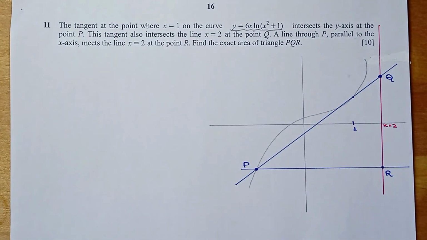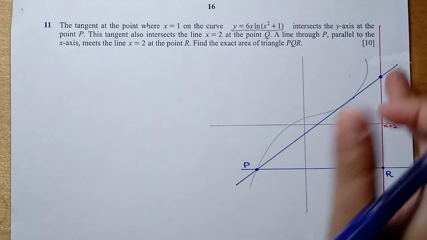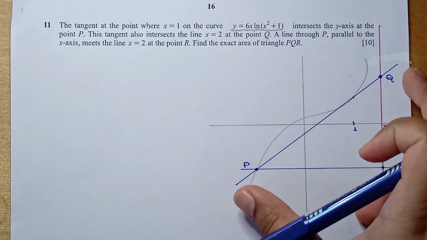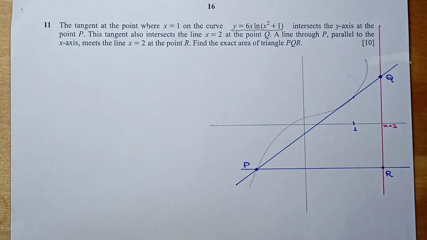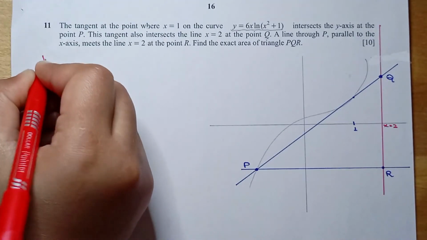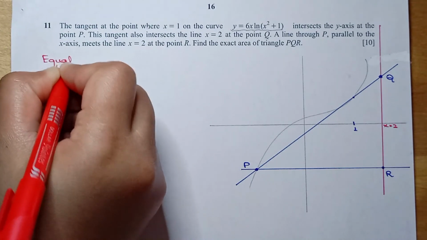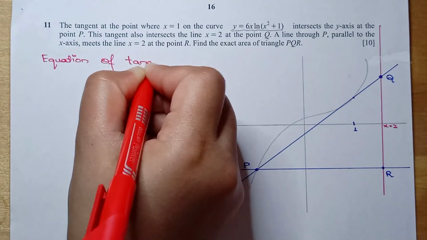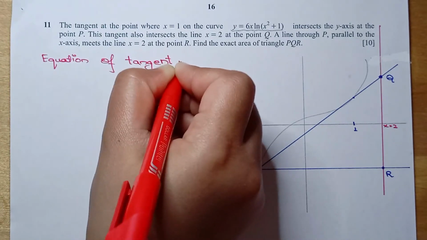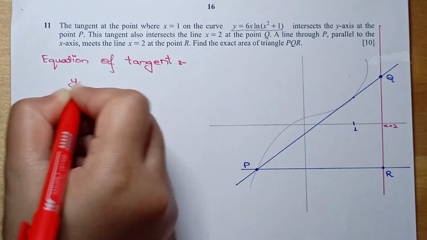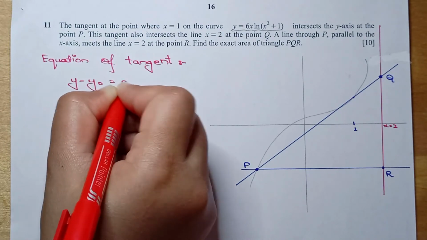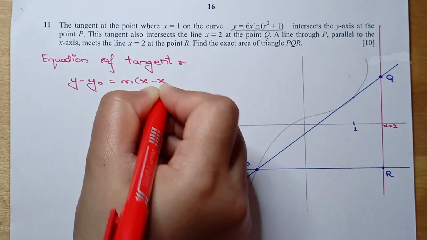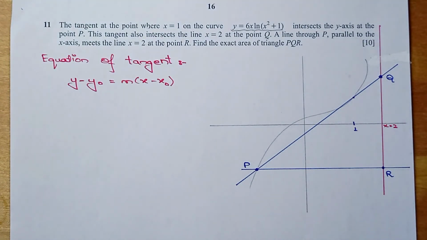Okay. So first we need to find the equation of tangent. So this is a tangent PQ. We need to find the equation of tangent. We know that the equation of tangent is y minus y naught is equals to m into x minus x naught. Right, so it means for the equation of tangent we need a point and we need the gradient.